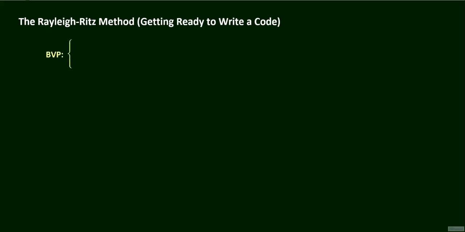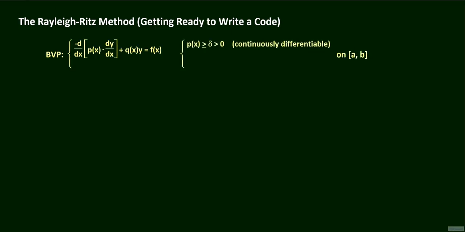The boundary value problem that we will tackle in this lecture is of the form minus d by dx of the product of p of x and dy by dx plus q of x times y equals f of x, where p is continuously differentiable and positive on the interval from x equals a to x equals b, q is non-negative and continuous, and f is continuous. y of a and y of b are both 0.